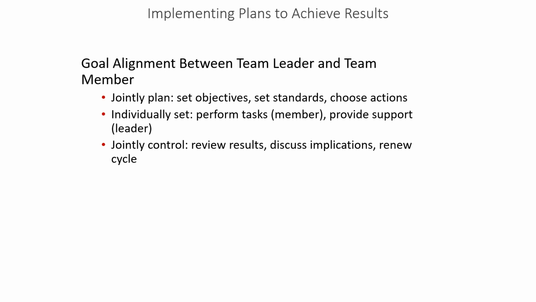So yes, goals aligning between team leaders and team members, as to jointly plan, set objectives, set standards, choose actions, individually perform tasks, members provide support, jointly control by reviewing results, discussing implementation implications, and renewing the cycle thereby. And that is what we will be doing around it. So this is the goal alignment between every supervisor and every subordinate, right from the top management to the lowest employee. So let us plan it jointly, as in the objectives and standards to be expected, and then fragment it into individual skills. When we implement it, it is a responsibility of both the supervisor and the subordinates thereby.